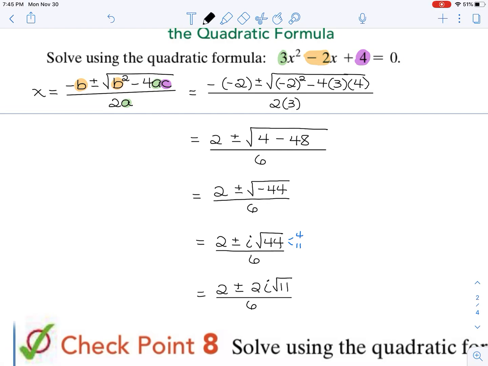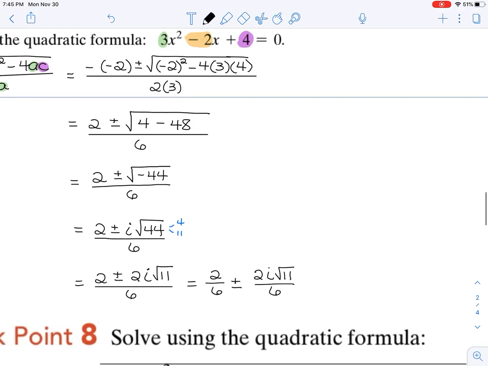One of the things to keep in mind is the fact that this is the same thing as saying 2 over 6 plus or minus 2i square root of 11 over 6. And therefore, I can simplify that to be 1 over 3 plus or minus i square root of 11 over 3.